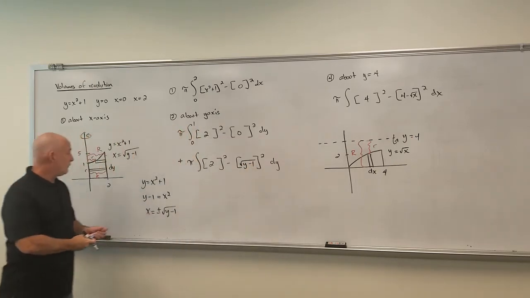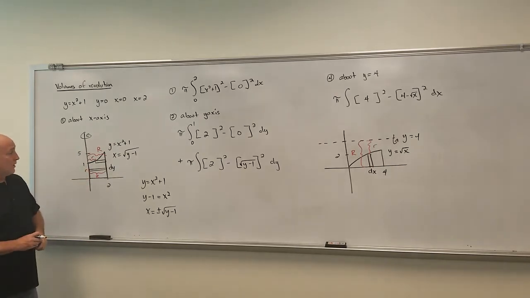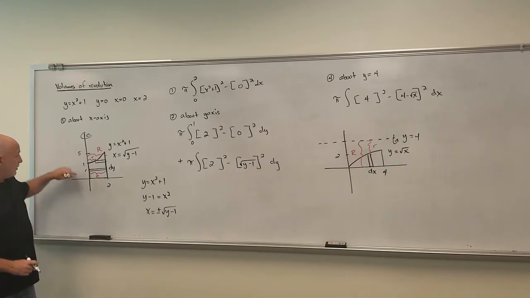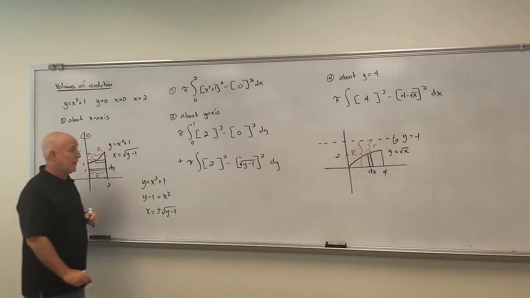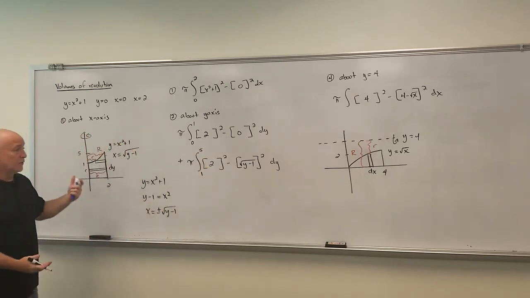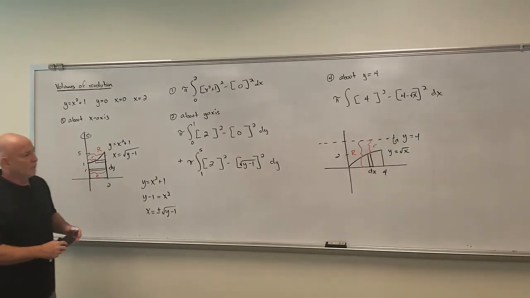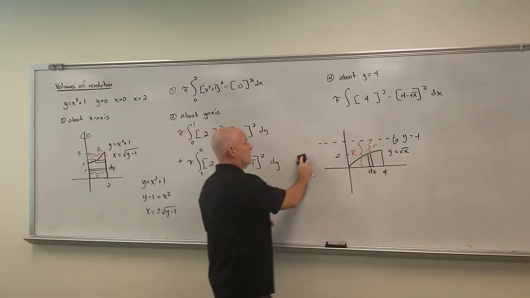So you've got to be careful. If your representative rectangle changes what it's touching, then you need a separate integral for that region. Now, what does that run from? Well, that y value starts at 1 and goes up to 5. And if it changed again, you would need a third, and if it changed again, you would need a fourth. But for most of the time, it generally only changes once.